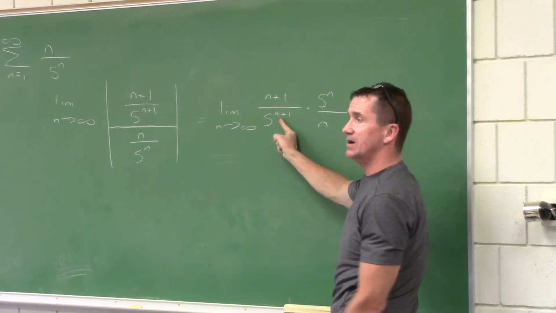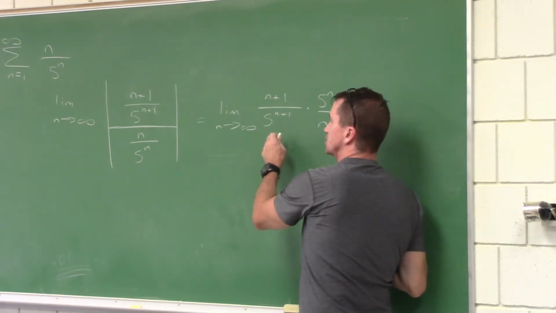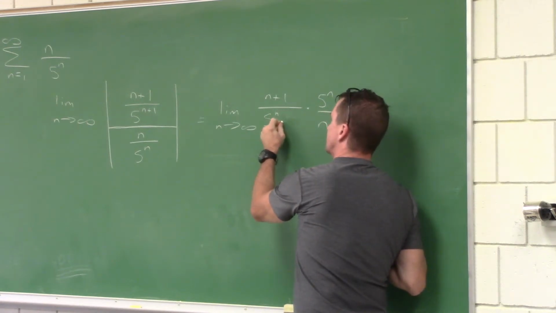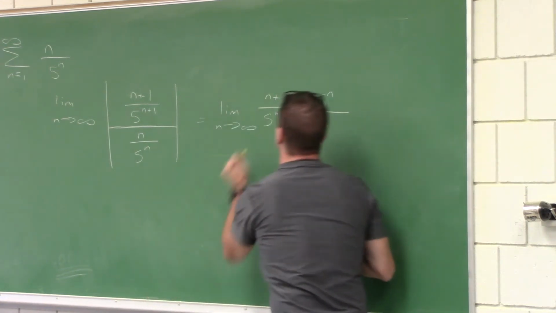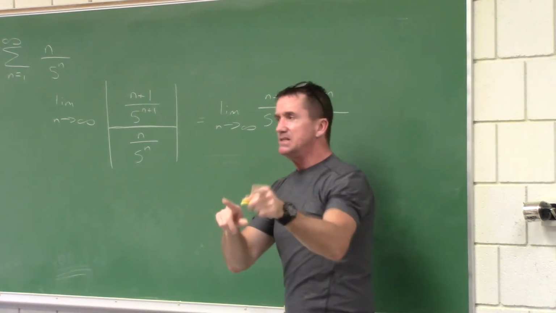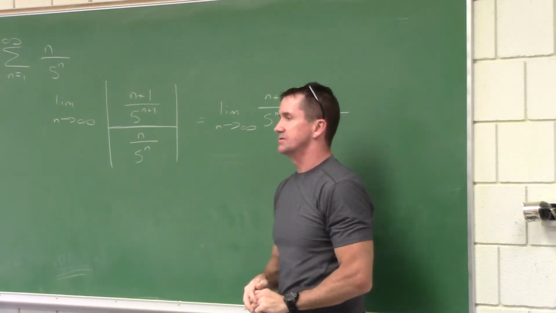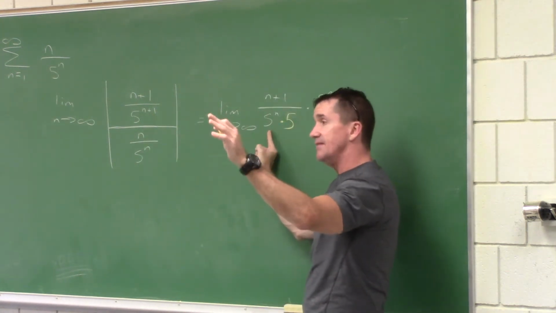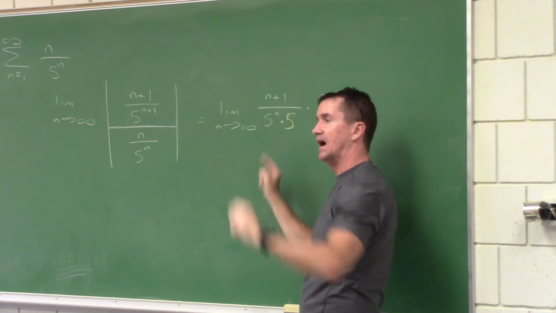Way to go, Adam. Does everyone hear this? I'm going to write 5 to the n plus 1. This is important. As 5 to the n times a 5. This is extremely important when doing the ratio test. Adam is doing that so he knows what cancels. So I rewrote 5 to the n plus 1 as what? 5 to the n times a 5.